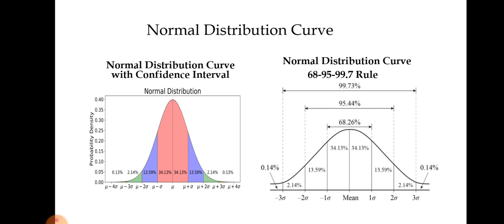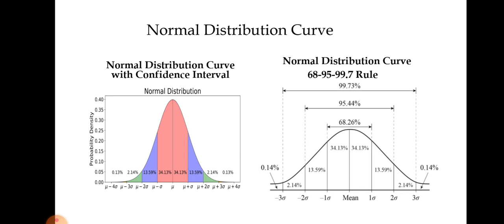Now if we come to this picture, the right side black and white picture, we will see the 95.4% values: 34.13 plus 13.59 is equal to 47.7%, and on the left side also 34.13 plus 13.59, again 47.7. So combined it becomes 95.4% of values. So what the normal distribution curve indicates is that 95.4% of values will lie within plus 2 standard deviations or minus 2 standard deviations.